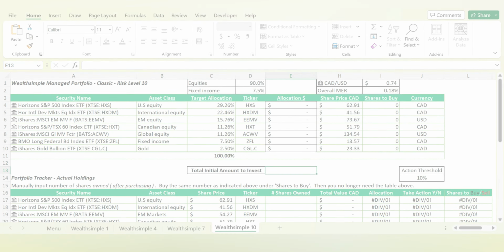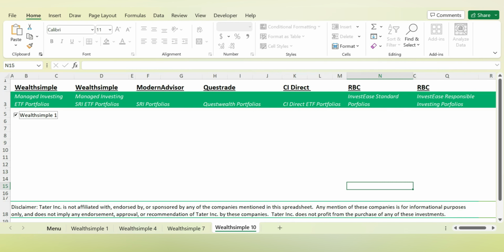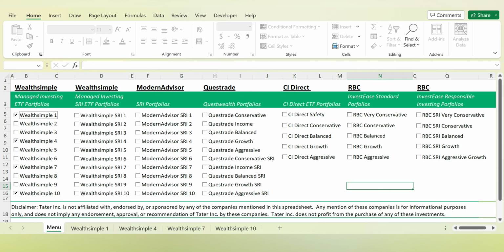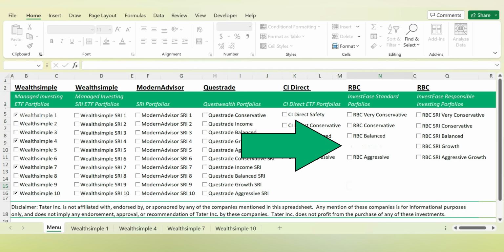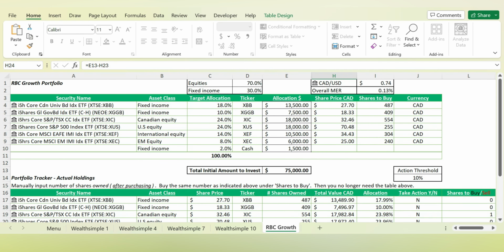Before we wrap up here, as we promised at the beginning of the video, we will show you how you can build these portfolios on your own. And as we've discussed, the Wealthsimple portfolios probably aren't the most ideal ones to build on your own. So we will go back to the menu here and you can see all of the portfolios we have loaded into this spreadsheet. The share prices are live. So all you have to do, if we go over to the RBC growth portfolio as an example, this is a more practical portfolio that you can build on your own very easily, as it's all in Canadian dollars.